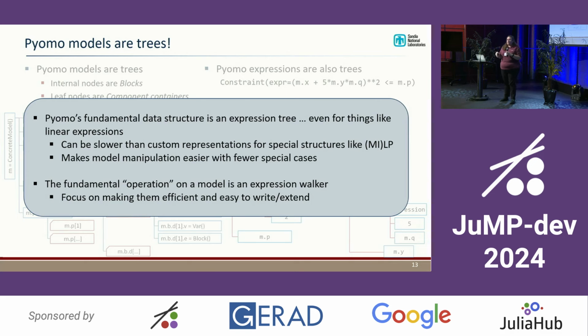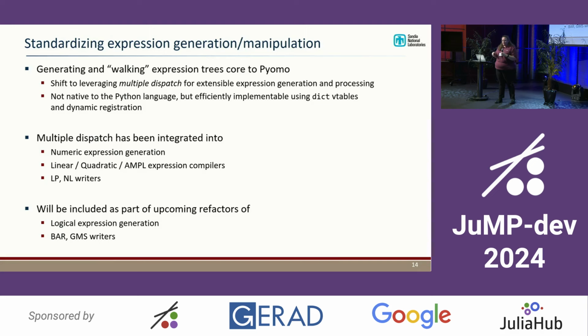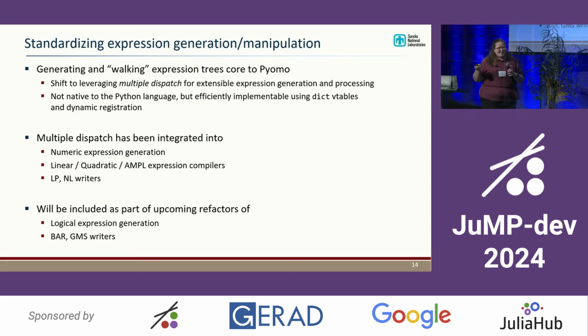So if we want to focus on making things easy to extend, easy to combine different extensions, things like that, it allows us to really focus all of our effort on making those expression walkers efficient, easy to write and extend. And so that's where quite a bit of our development effort has been in the core of Pyomo over the last few years. So we've shifted to leveraging multiple dispatch for walking our expression trees. This is an idea that we actually got from JuMP and has allowed us to improve things quite a bit on the Pyomo side. And then we've been able to use multiple dispatch in a number of the writers and expression walkers that we have within Pyomo. We're also continuing to incorporate some of these ideas into some of our other walkers and writers.